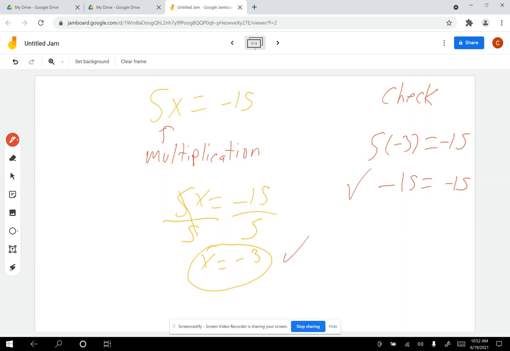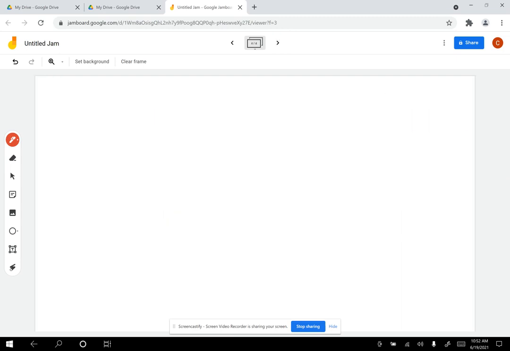So in this case, we solved for x. We found that x was negative 3. We checked it. We are solid. We're good to go. Now, we're going to go to another problem. Again, we're going to have a similar idea here.